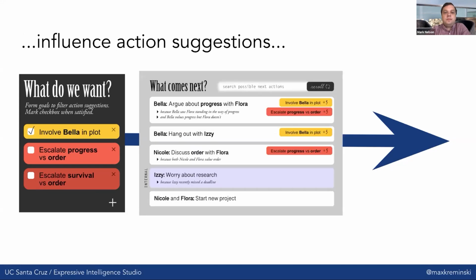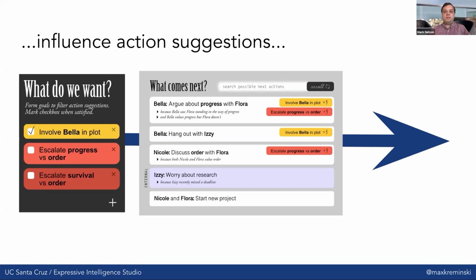So this guides the action suggestions that the system provides players with. In this case, you can see that the top action that's recommended here, Bella, argue about progress with Flora, advances two of the author goals that are present simultaneously. It both involves Bella in the plot, and it also escalates this tension of progress versus order that the players would like to see escalated currently.